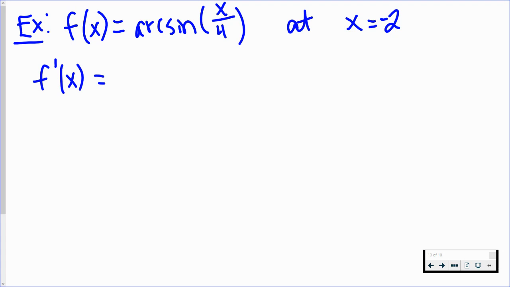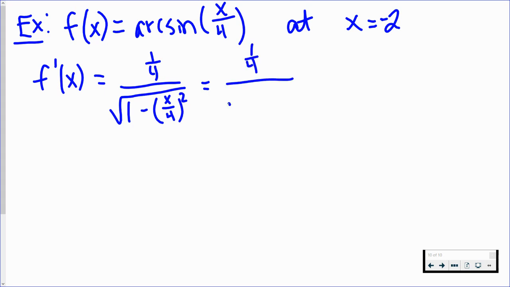Okay, remember, the derivative of arc sine is u prime over the square root of 1 minus u squared, so 1/4 would be our u prime, over the square root of 1 minus (x over 4) squared. Now, because we're plugging in, we could go ahead and plug in. We don't need the actual derivative simplified, but I'm going to go ahead and simplify it anyway, again, so we get a little bit more practice with that.